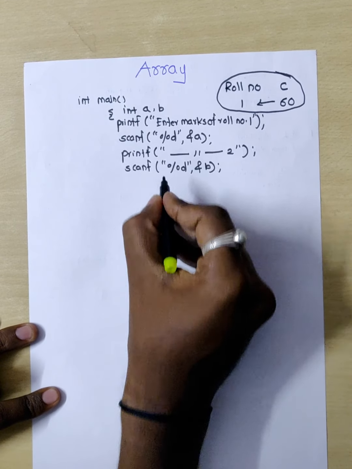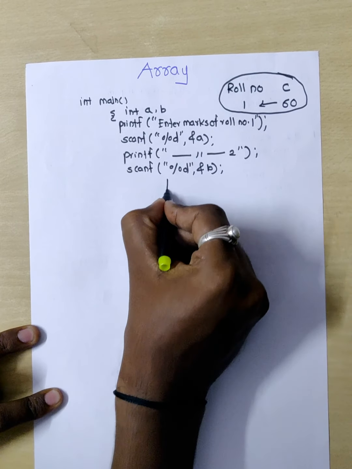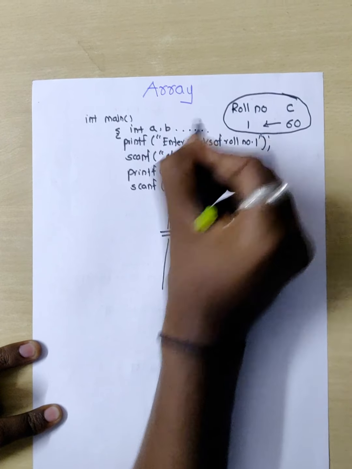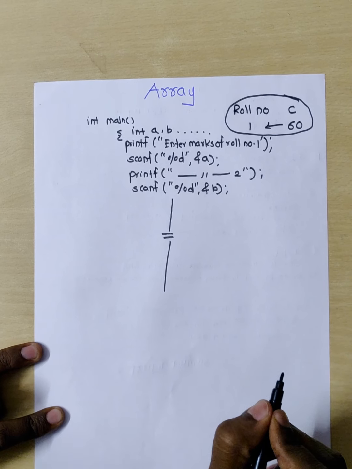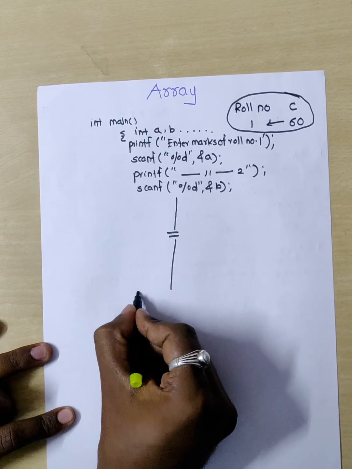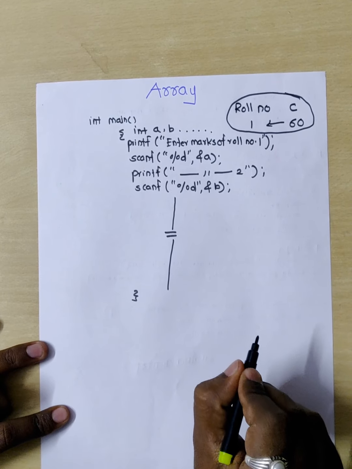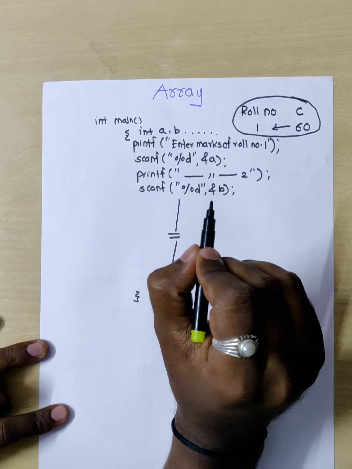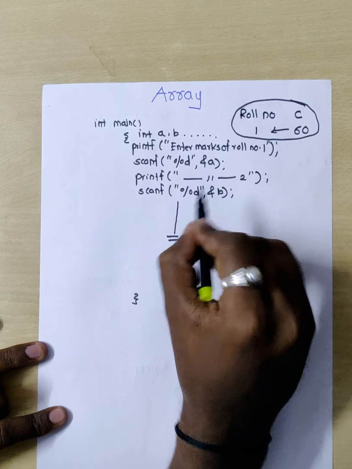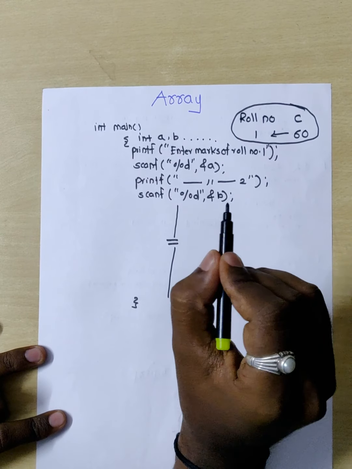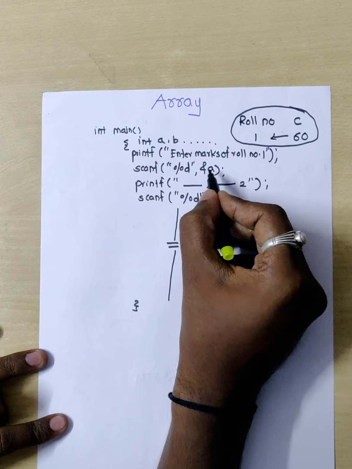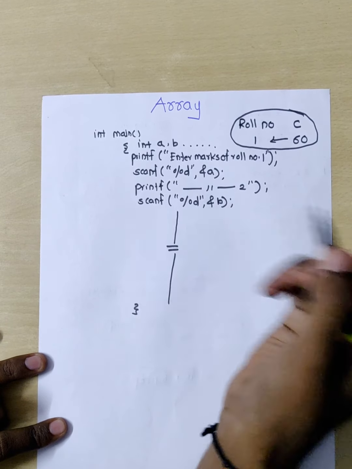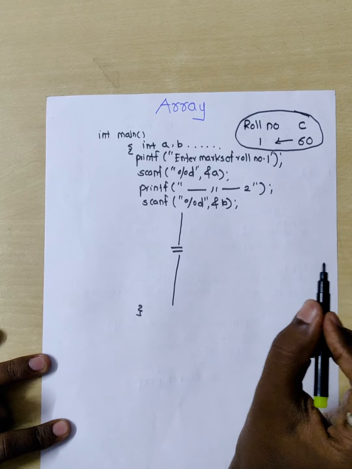Suppose I'm dealing with 70 roll numbers, I'll have to write the code for such 70 roll numbers. I'll have to write the declaration for such 70 roll numbers, and the code will become very large. So the problem here is that I am repeating my task of printf and scanf, and I am dealing with same data type variables. You can see that a, b, c, whichever variables I use, they are going to store the data type of integer.